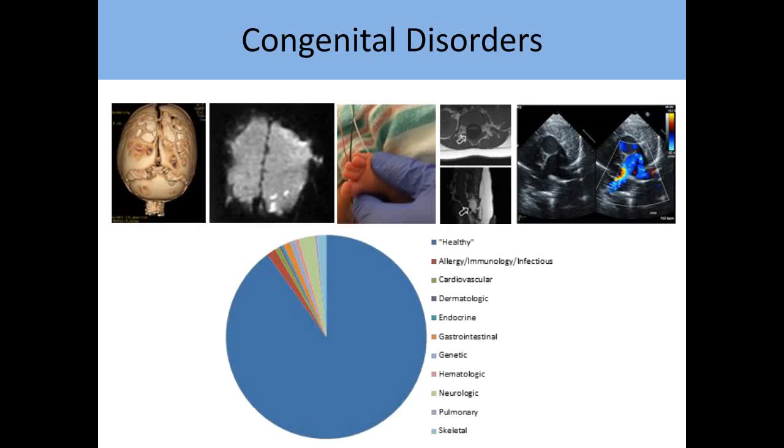These images, and I'll go into a few of these in detail as part of some of the examples, show some of the types of conditions that we've studied. These include conditions that affect the skeleton, the brain, and other organ systems. The pie chart at the bottom shows diagnoses in our longitudinal cohort, the cohort I talked about before. This is diagnoses at about 1 year of age.